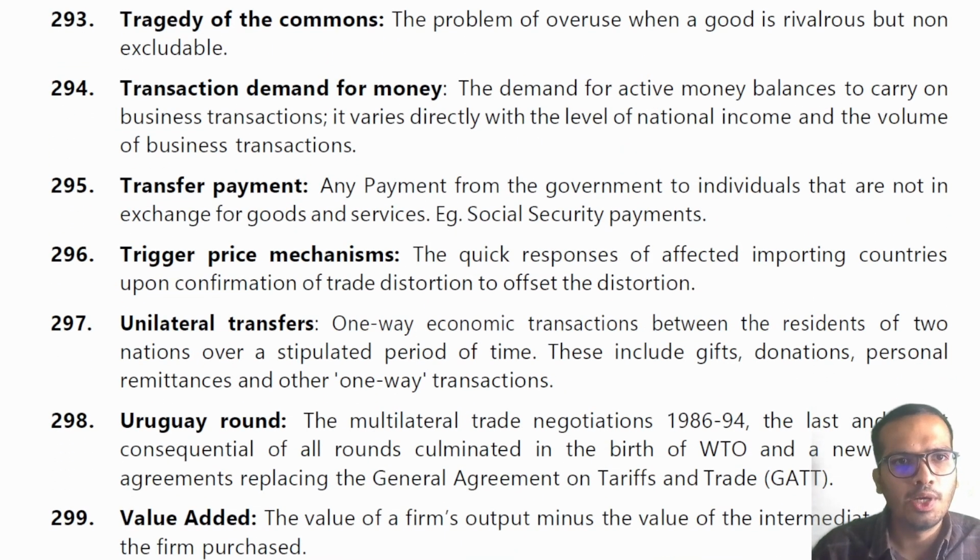Then we have number 294, transaction demand for money. So the demand for active money balances to carry on business transactions. It varies directly with the level of national income and the volume of transactions.